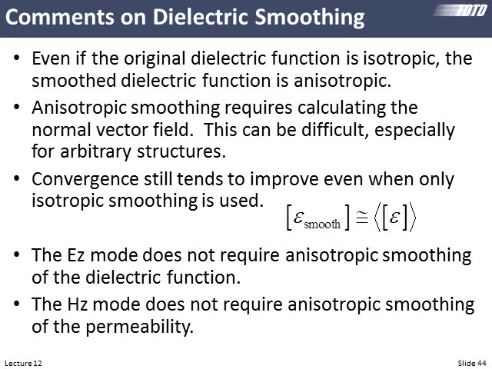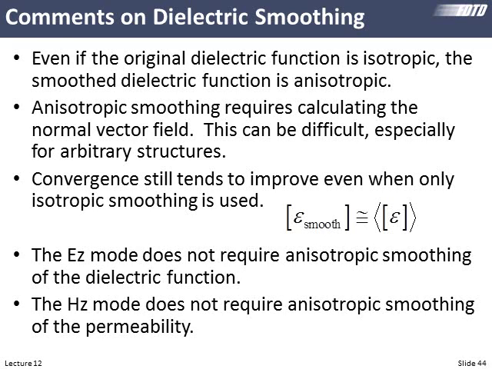So some final comments here. Even if the original device is made of isotropic materials, if we blur this exactly how it needs to be done, we end up with something that's anisotropic. And probably the most difficult component of that is calculating this normal vector field, which we really didn't even get into. So that can be difficult. But even if we ignore the anisotropy and just do simple blurring on our isotropic structure, we can still improve convergence. I just wanted you to see that there's really more to the story.